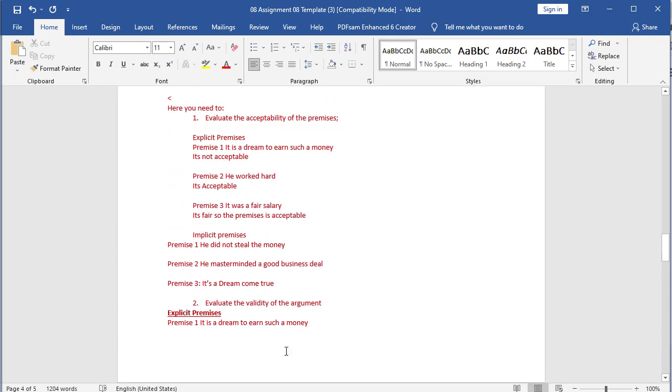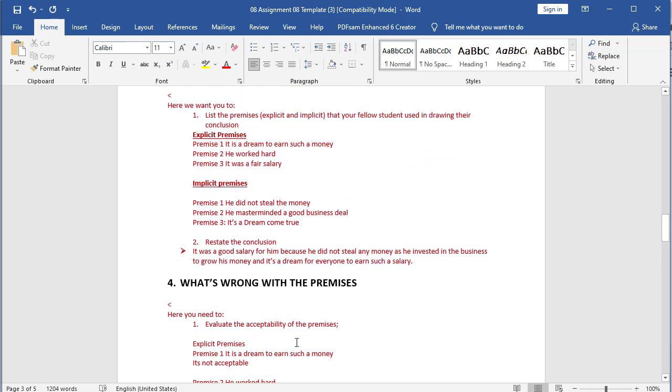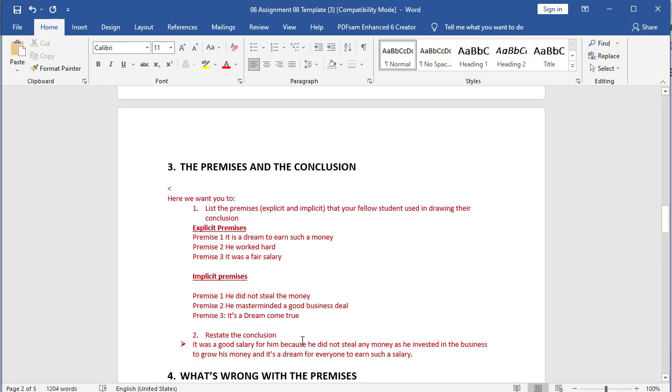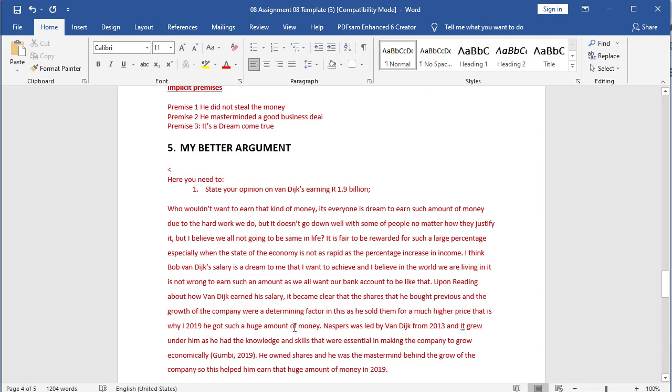You'll have your premises. You'll have to evaluate those premises if they are acceptable or if they are valid, and then you'll have the premises that you got from the assignment. So basically, this is what is needed from assignment number 8.